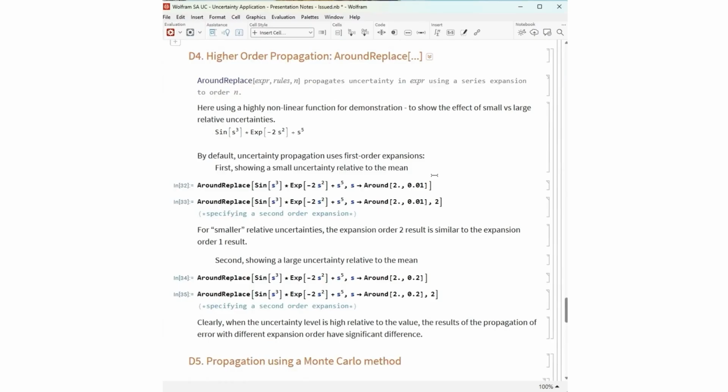I mentioned that with Around, the error propagation is done as a first order expansion. This is not a limitation in Wolfram. You can also use series expansion to any order, to be demonstrated here by using a highly nonlinear function like this and the Wolfram function AroundReplace. Now, an example where the uncertainty is relatively small compared to its value, and checking the difference between the first order and second order propagation, you get the following results.